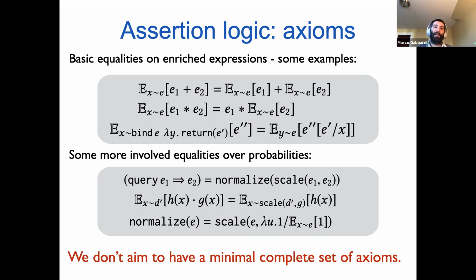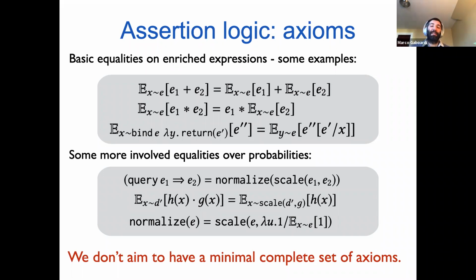Now, an important point is that we are not aiming here to have a minimal complete set of axioms, but we have a more practical take, and we add the axioms that we need for our examples, more or less. Or to be more specific, we take a set of examples that we think are representative of what one is interested to reason about, and we try to integrate axioms for these examples. And we believe that these axioms are general enough for reasoning about several applications.